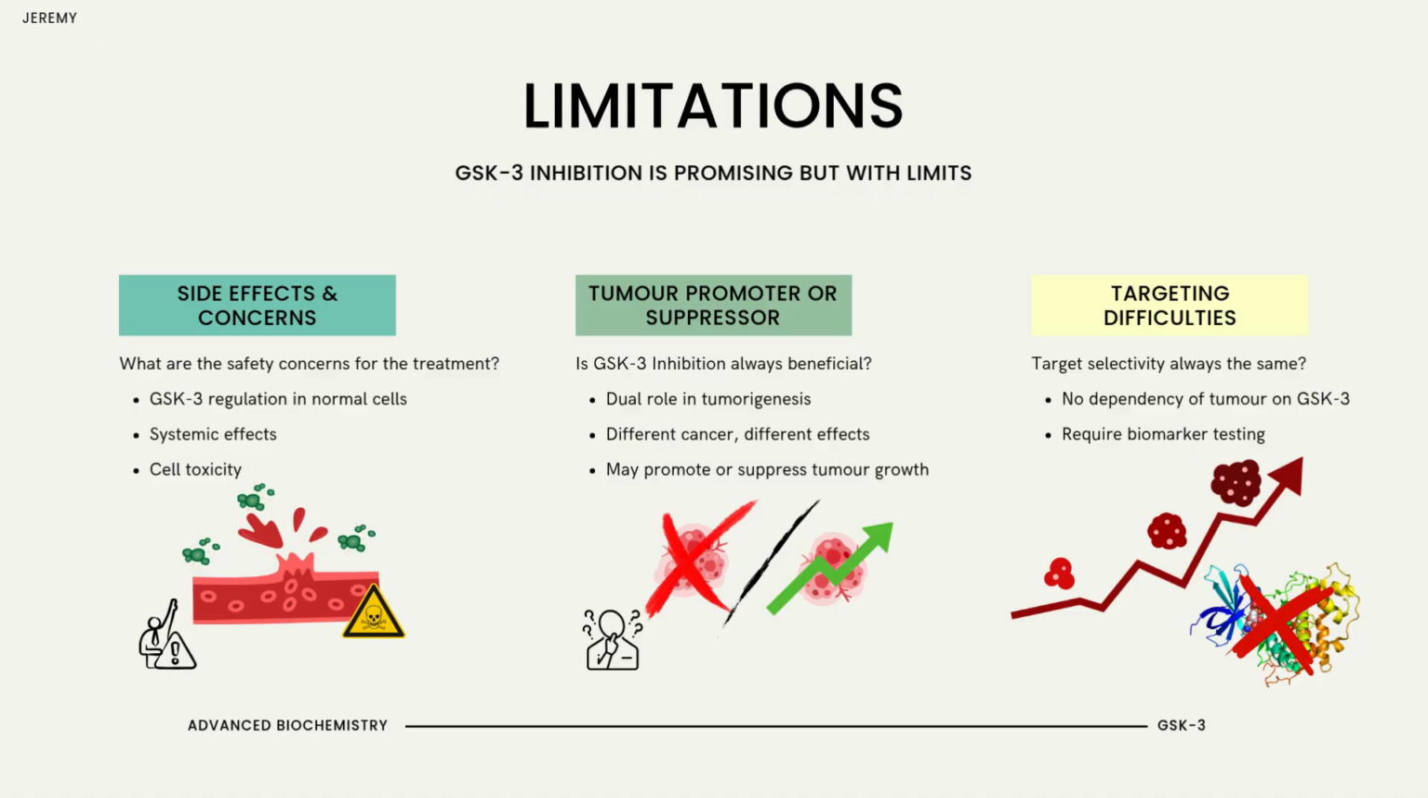So back to the main slide, GSK-3 beta inhibition is promising but with limits. So we can see here there are three main limitations, and all of them are talking about how GSK-3 beta may actually affect other pathways, or the tumor cell in question will not be affected by GSK-3 beta in the first place. So it's better to know the problem or know what pathway the tumor is using first before we inhibit. So this will actually prevent unnecessary pain or errors, especially when treating the patient.